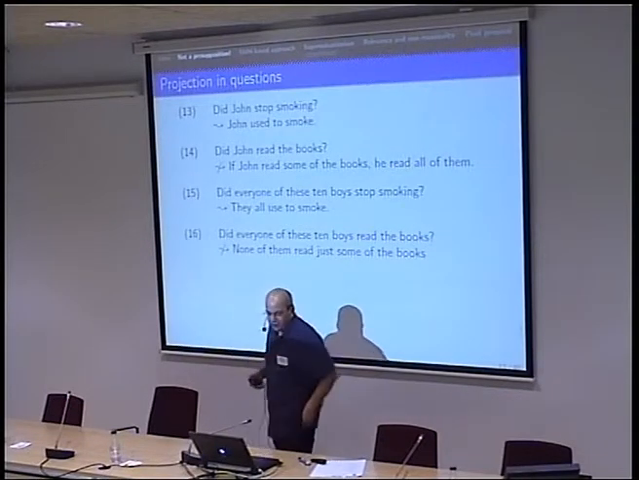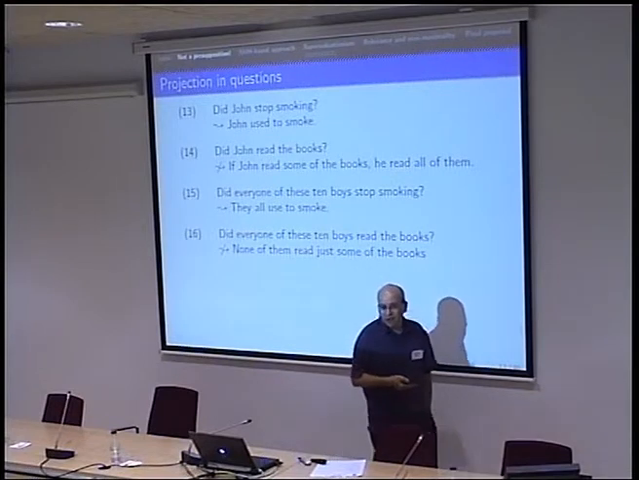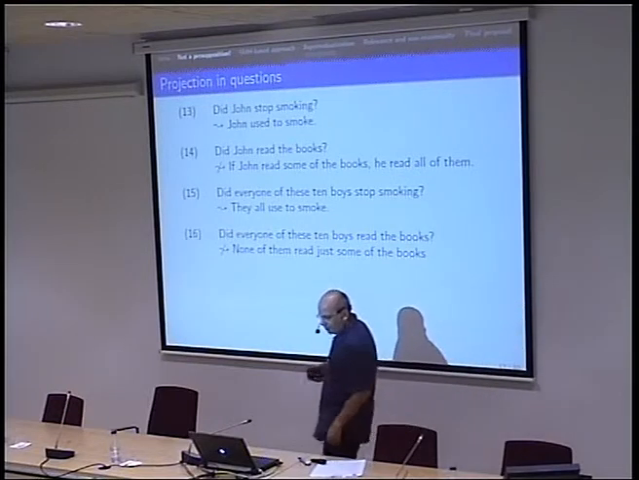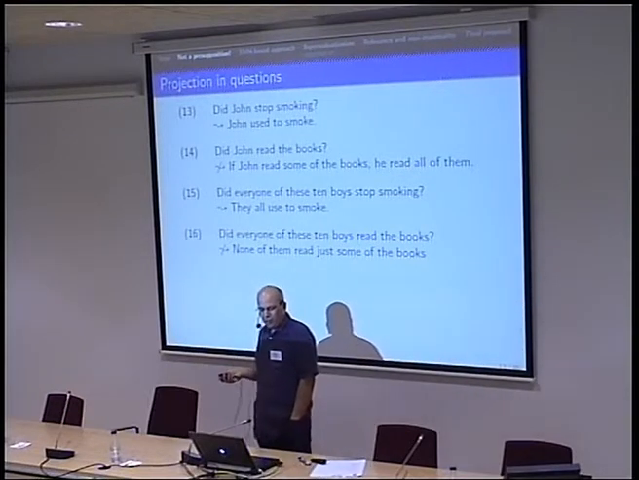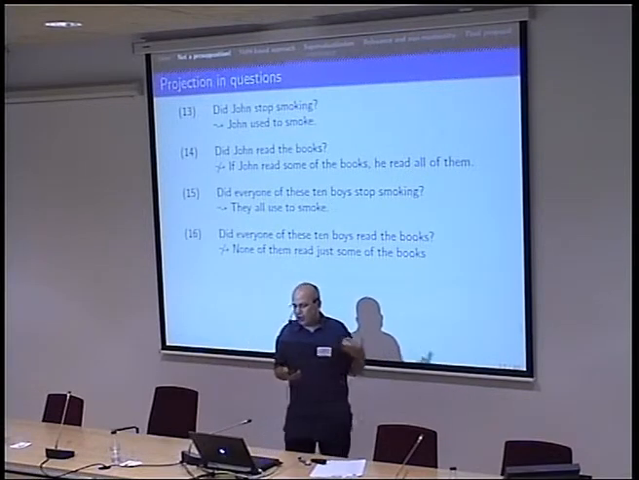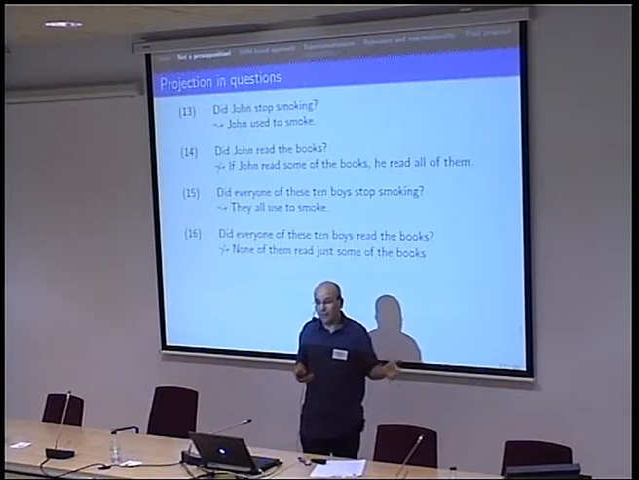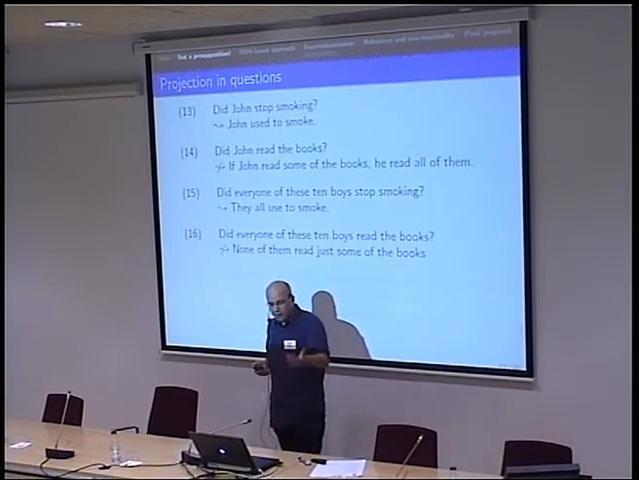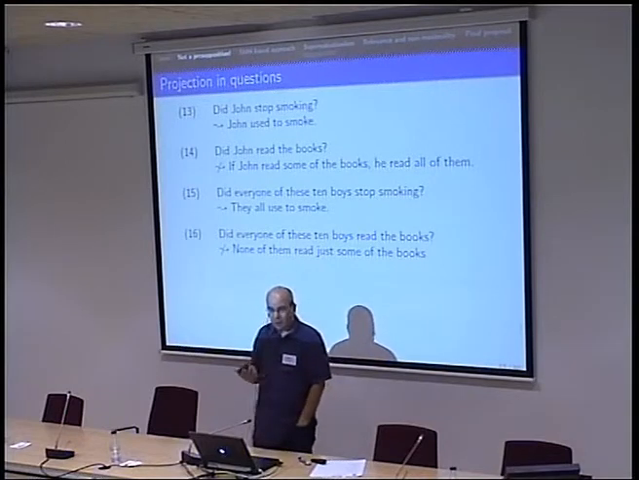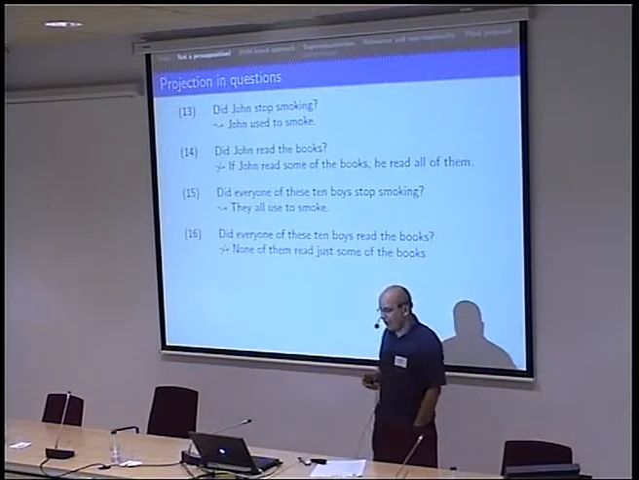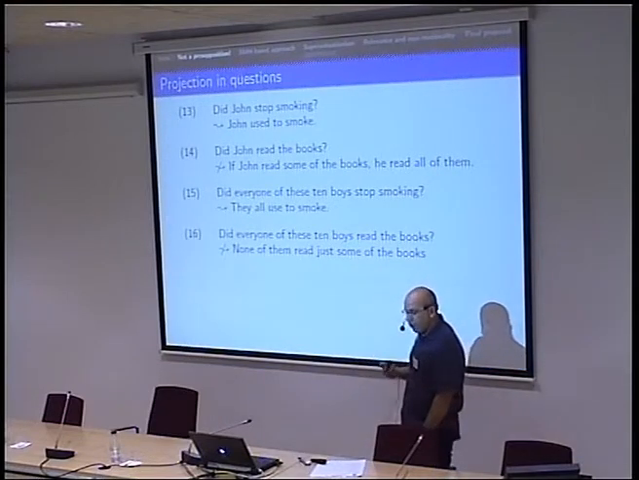We can look at questions. If I said, "Did John stop smoking?" that question triggers the inference that John used to smoke. I mean, there are contexts where it doesn't, but that's a pretty strong inference. "Did John read the books?" You don't get the inference that if John read some of the books, he read all of them, which is the same as the homogeneity presupposition. Then, you can look at a universally quantified sentence in an interrogative context. "Did every one of these 10 boys stop smoking?" You get an inference that they all used to smoke.